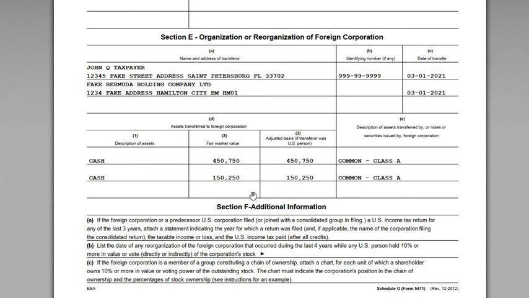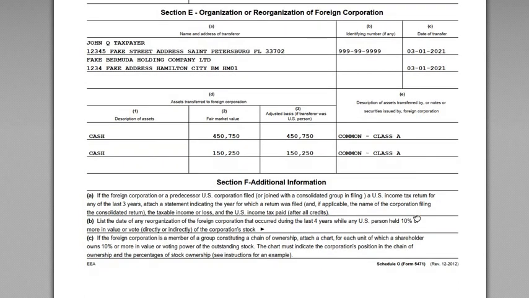The reason why they have separate columns here is because it's quite possible that you transferred property. So let's say tangible or intangible personal property, where the fair market value is one thing, but your basis in the property is something else, right? So that's why they want to see the separate columns. And then in column E for the last one there, the description of the assets transferred by or notes or securities issued by the foreign corporation, right? So in this case, we gave up cash, and in exchange, the foreign corporation issued each shareholder common stock and the one class of Class A shares, okay?